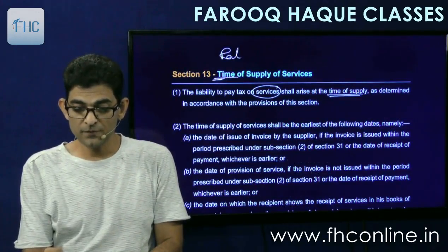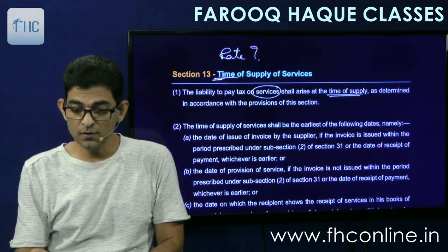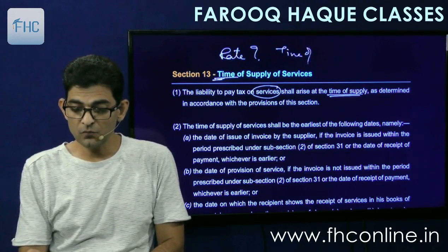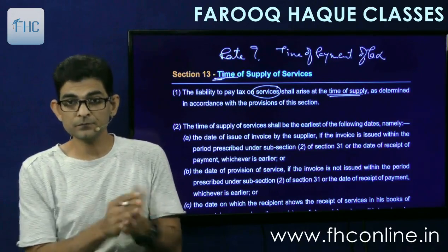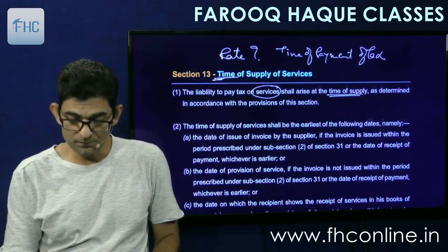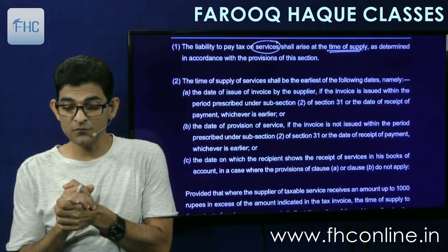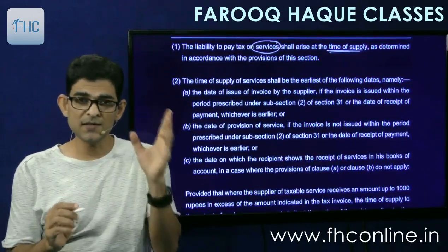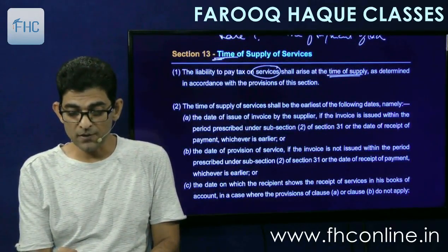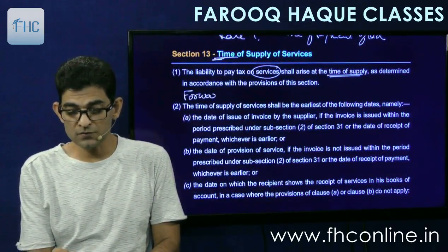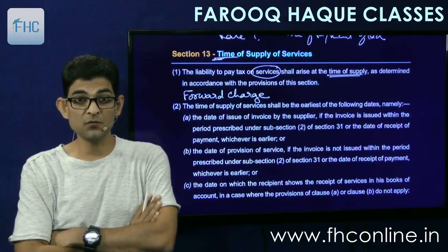One is for rate, determining what rate will be applicable because rates keep changing also, and number two, the time of payment of tax. Okay, so let's see subsection 2. Time of supply of services shall be earliest of the following dates. Now again, as in the case of goods, subsection 2 here also refers to time of supply in case of forward charge. So first we'll see TOS in case of forward charge.